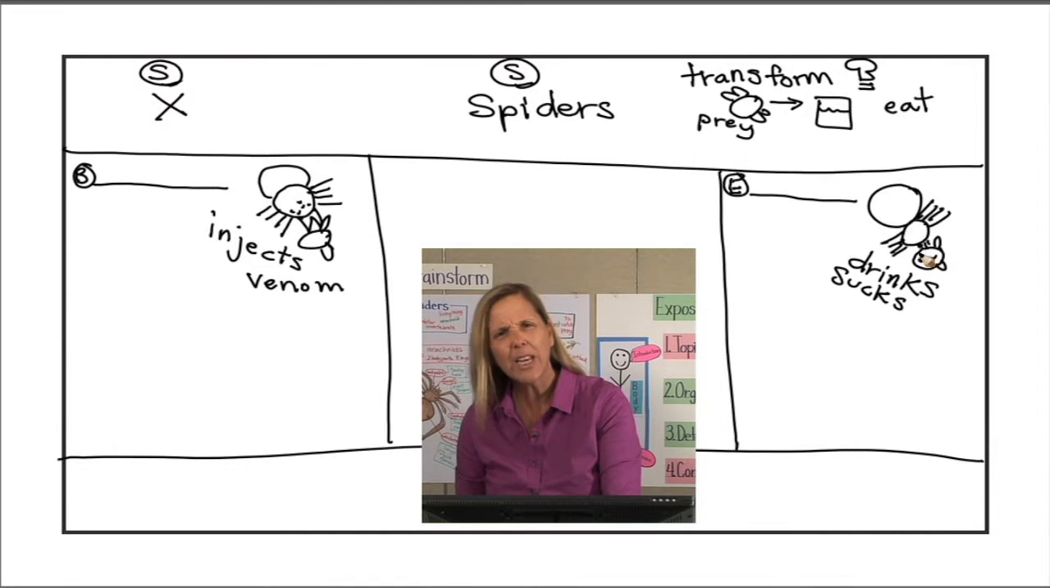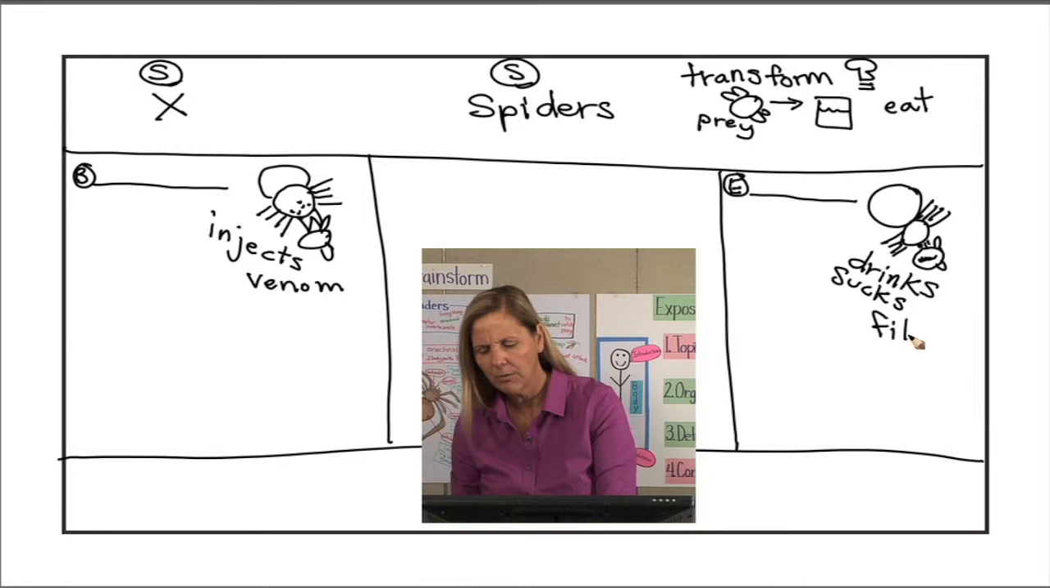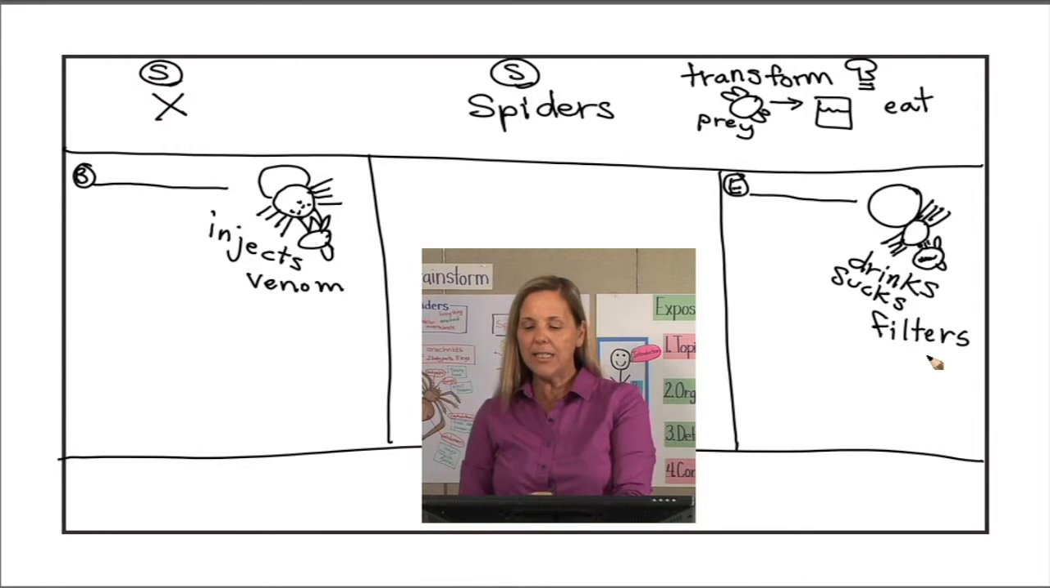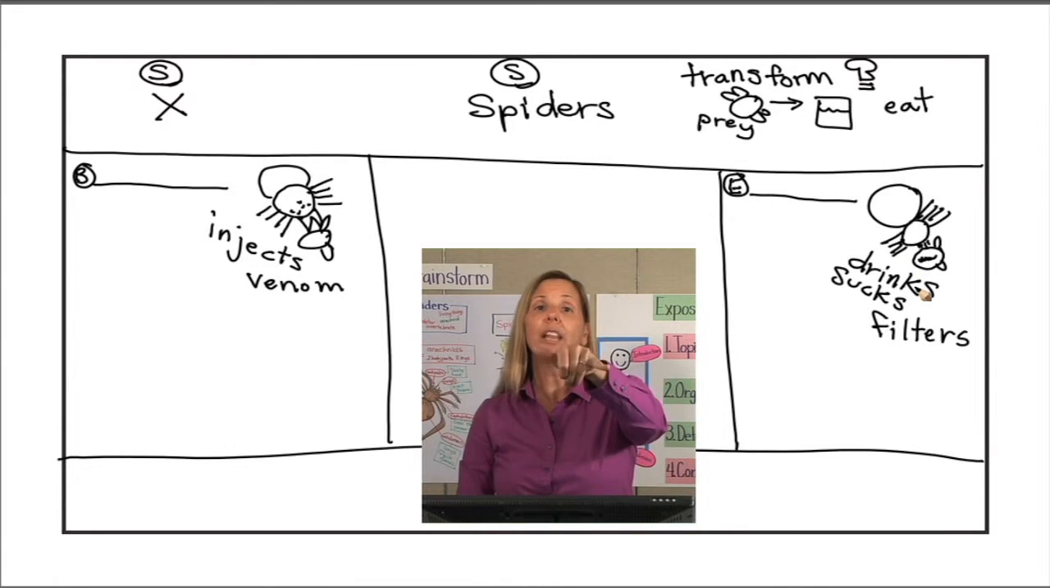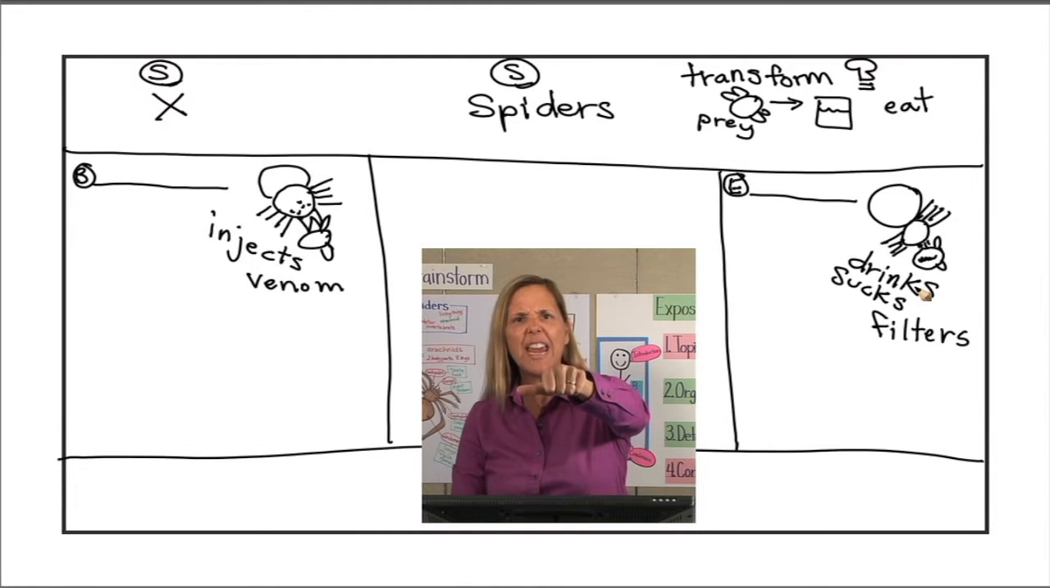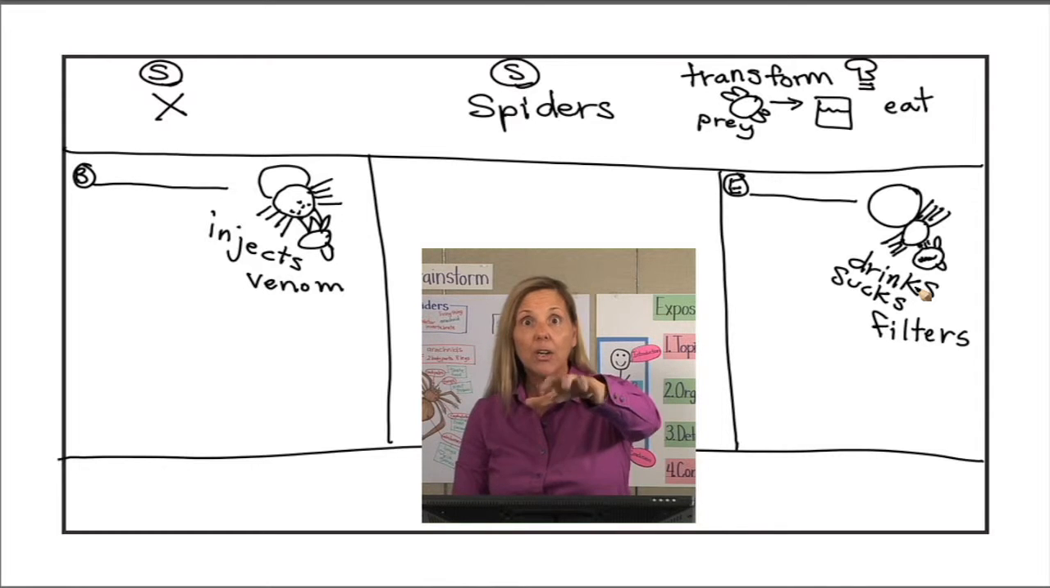And it uses those hairs almost like a filter. So we're going to write filter there too. It filters out any of the solids. We have drinks, sucks up the liquid, or filters the liquid using those hairs. We've labeled the beginning, we've labeled the end. We know in the beginning the spider is just going to pierce its fangs and put the venom inside of the insect so that it ends up paralyzing it or it ends up killing it.